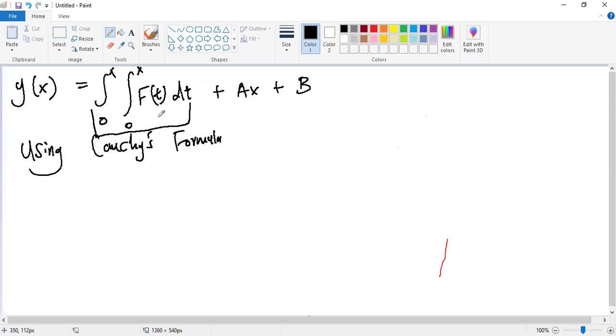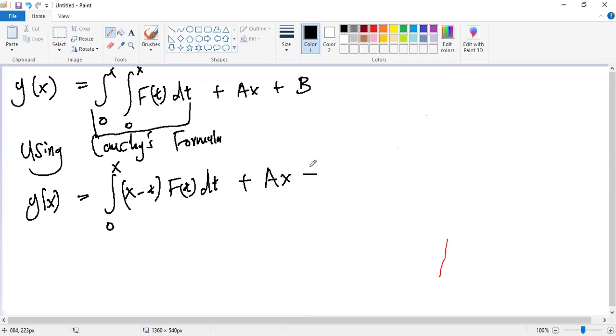Remember, when I gave you Cauchy's formula, we would use it to integrate integrals to any power. So this is a double integral. We can have our y of x being equal to the integral, if we transform it into a single integral from 0 to x of (x minus t) f(t) dt plus ax plus b. This we've done using Cauchy's formula from this part to this part.